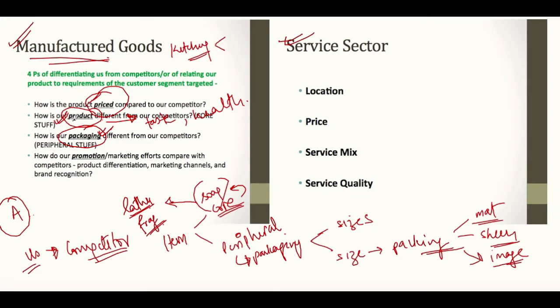So the product, the price, the packaging, and the fourth could be promotion. The marketing effort, and how that has changed vis-a-vis the competitor. In marketing usually we talk about the right channel to the right customer at the right time. So you have to make sure that all of these things are being correctly handled on the promotion front. That could also be creating a difference why someone is going from us to the competitor.